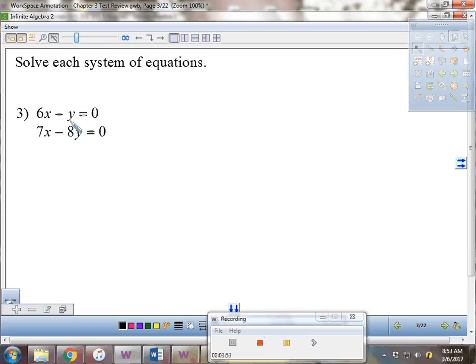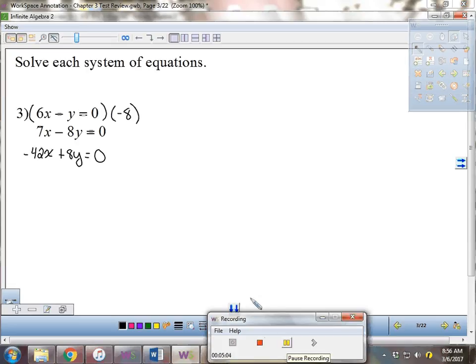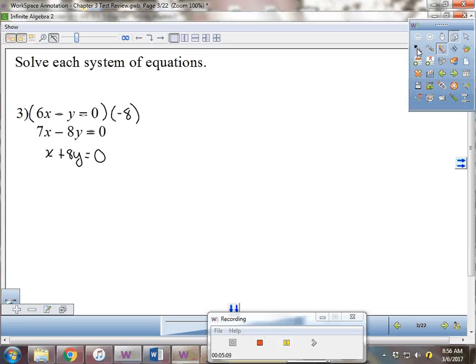So if you look at these two equations, if I added them together, I could eliminate the y pretty easily if this was a positive 8. So I'm going to multiply this by negative 8. So when I do that, that gives me negative 42x plus 8y equals 0. And I put 42, that's supposed to be 48. So negative 48, sorry.